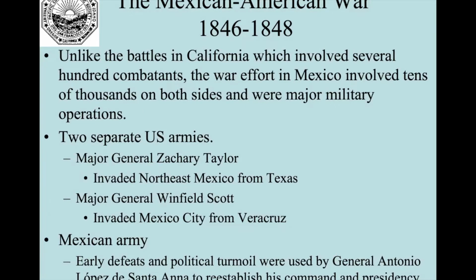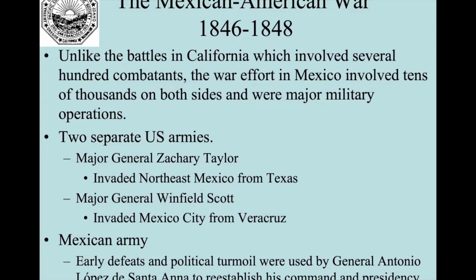So, my daughter and other students in California do learn about the beginnings of California as part of the United States, and they may have learned about some of the battles that were fought in Southern California and Fremont and Vallejo. But these battles that were in California involved a couple hundred combatants. But the one in Mexico, the actual war in Mexico, was a major conflict with tens of thousands of soldiers on both sides and large military operations, some of which are kind of interesting.